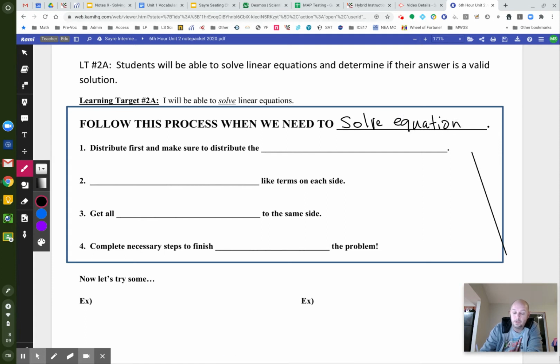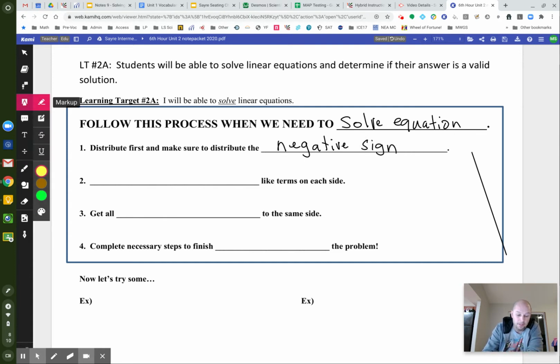And remember, solving equations means they have an equal sign in them. So step one is always to look and see if we need to distribute. So we would distribute first and make sure to distribute the negative sign if there is one. Okay, and I'm going to highlight, because you need to remember this, you need to distribute first. All right, so if you see distribution in a problem, go ahead and do that.